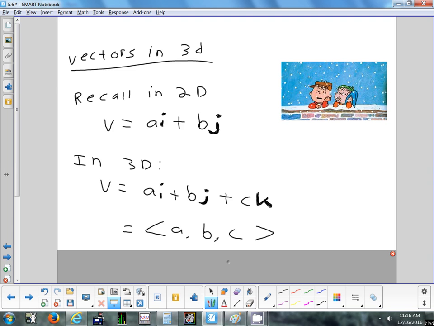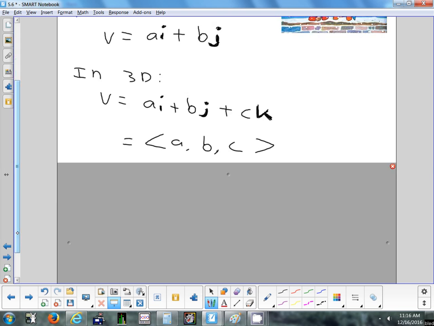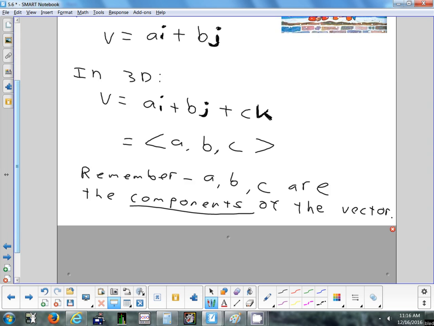Any questions on that? Okay, very similar to 2D. If you make any one of these a negative, it just changes the direction. So if A was negative, that would be the negative direction on the x-axis. It could be left, it depends on how you're looking at it. So again, A, B, and C are the components of the vector.